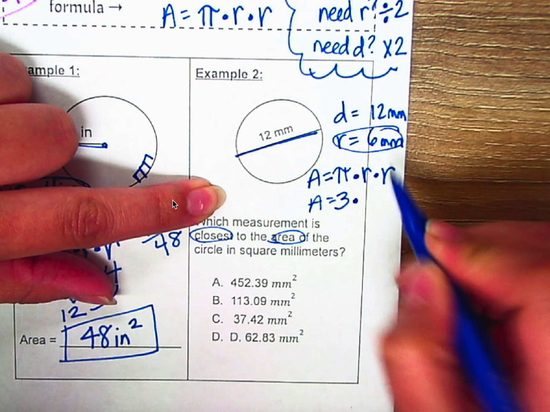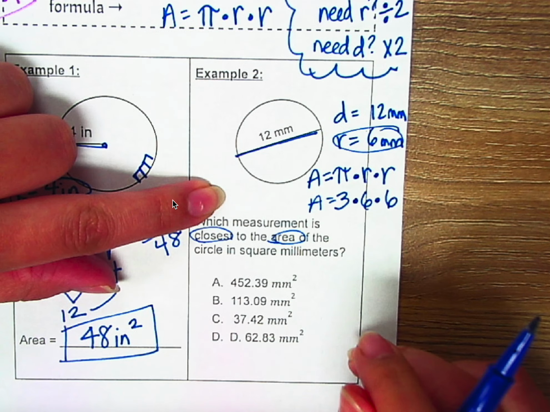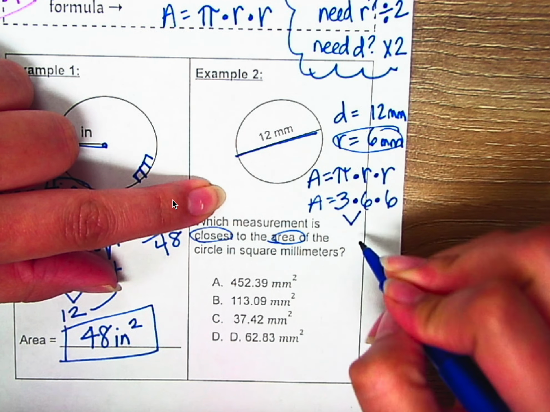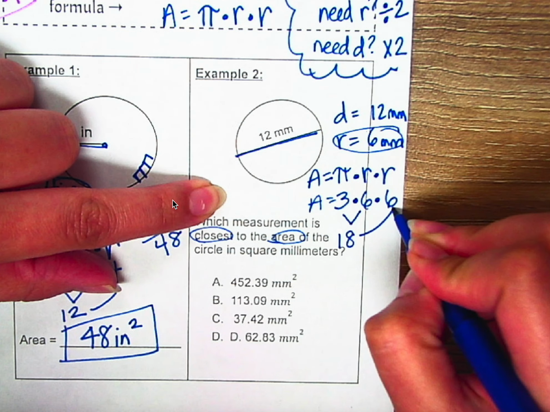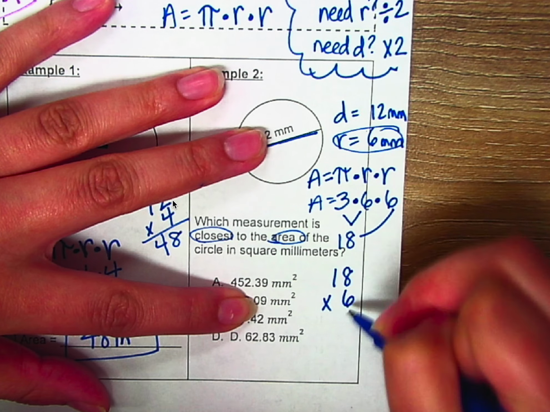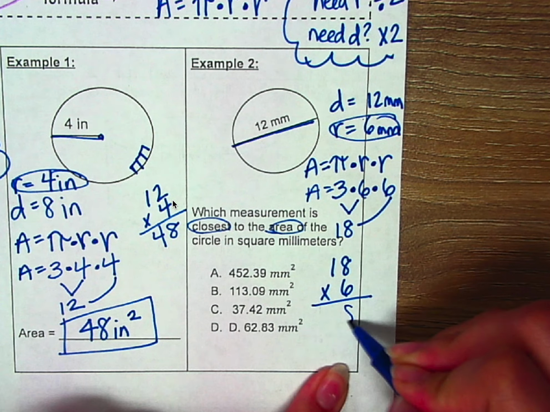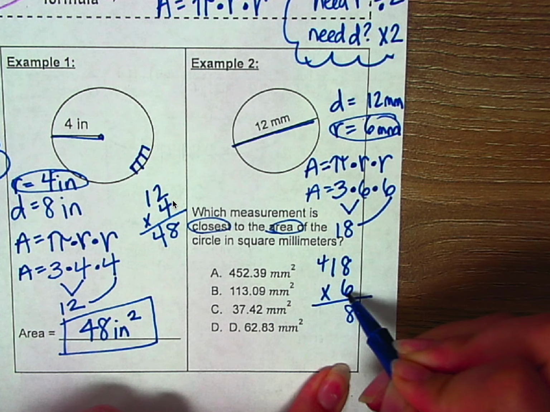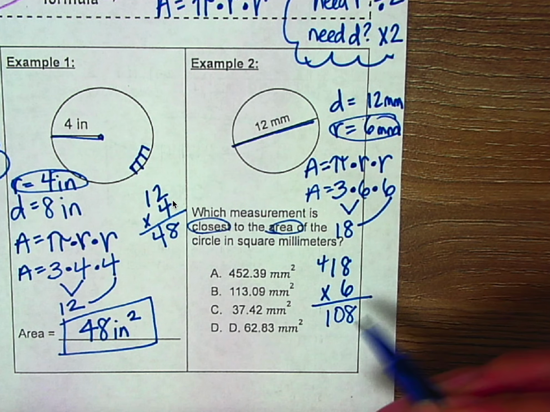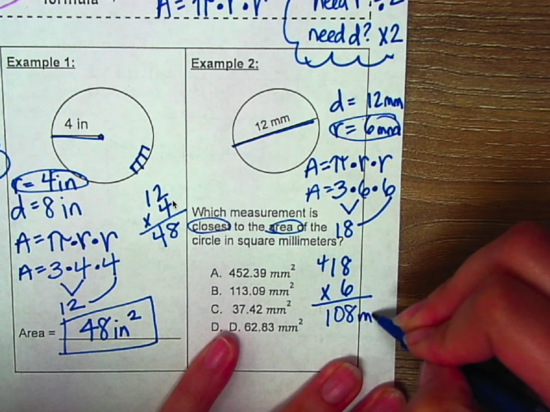R is right here, it's 6. And then I'm going to put another 6 because those are r, right? Now I'm going to multiply. 3 times 6 is 18. Then I have to multiply 18 times 6. I'm going to do my math right here. Okay, 6 times 8 is 48. And then 6 times 1 is 6 plus 4 is 10. So my answer is going to be 108 millimeters squared.